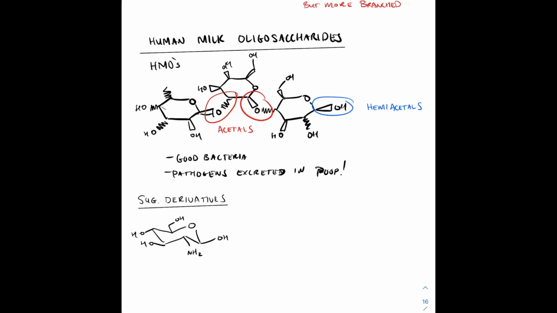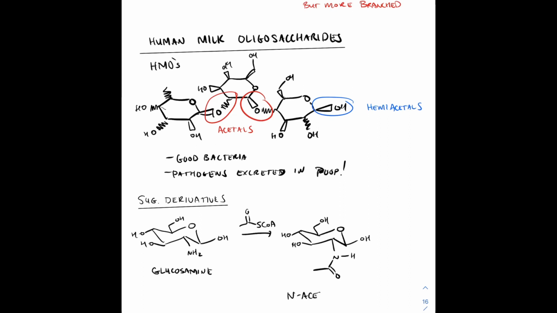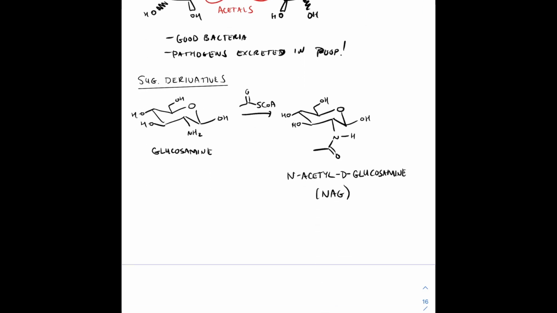Another sugar derivative which is super cool is glucosamine, which is pretty much a glucose molecule with one of the OHs replaced with an NH2. Now this NH2 is nucleophilic and can undergo a chemical reaction with acetyl-CoA, drawn over the reaction arrow, and that gives you this new amide sugar. Okay, and this amide is called N-acetyl D-glucosamine, also known as NAG, N-A-G, and NAG is the monomer for chitin.